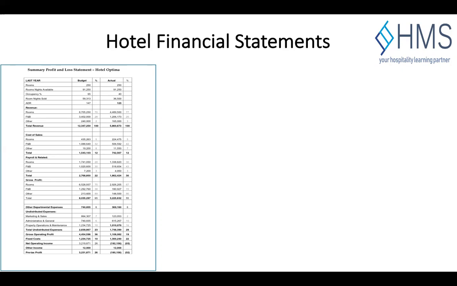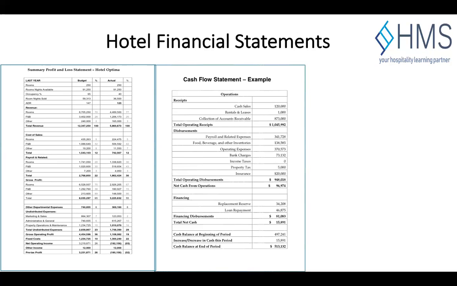Room revenue, number of rooms, occupancy, room nights available, room nights sold, ADR, and rooms revenue, F&B revenue, and other areas. So total revenue, budget and actual. So this is just a comparison as a template to help us understand the concept of profit and loss in a better manner, followed by a cash flow statement.